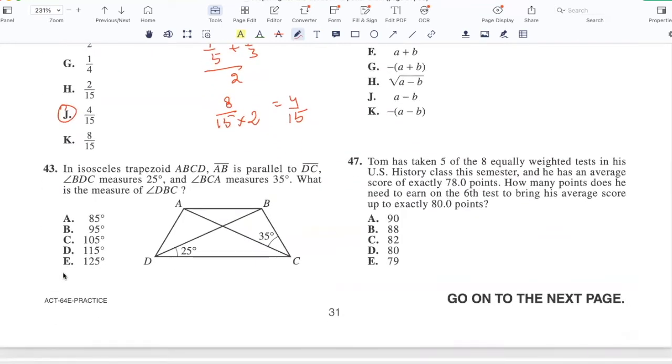In isosceles trapezoid ABCD, AB is parallel to DC. Angle BDC measures 25 and BCA measures 35. What is the measure of DBC, this angle? Okay, so this is an isosceles trapezoid. So that would mean that if this is 25, this is also 25, right? And this also is 25, right? Because these two would be isosceles. This would be an isosceles triangle.